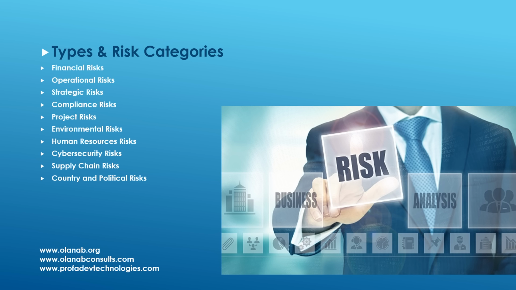Types and risk categories. Risks can be classified or categorized into various types based on different criteria. The following are some examples of the different types of risks. The first is financial risks, second, operational risks, third, strategic risks, compliance risks, project risks, environmental risks, human resources risks, cybersecurity risks, supply chain risks, country and political risks.